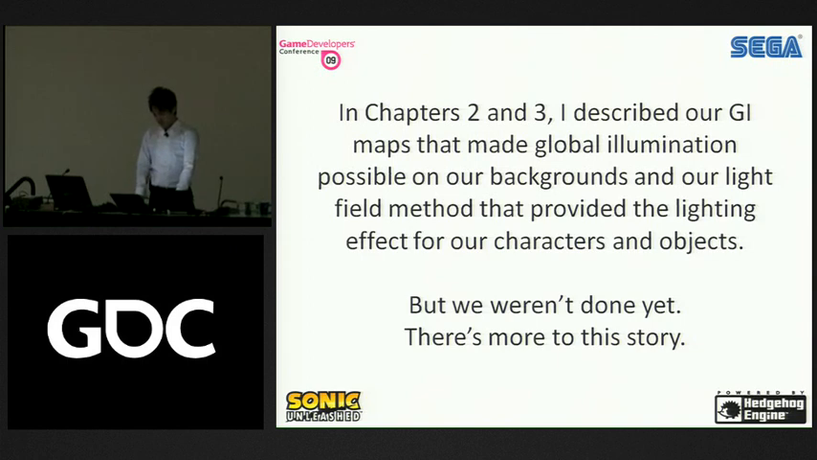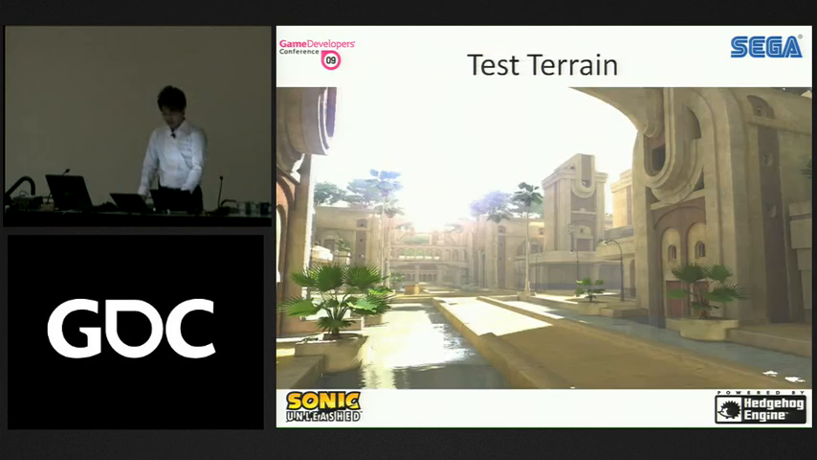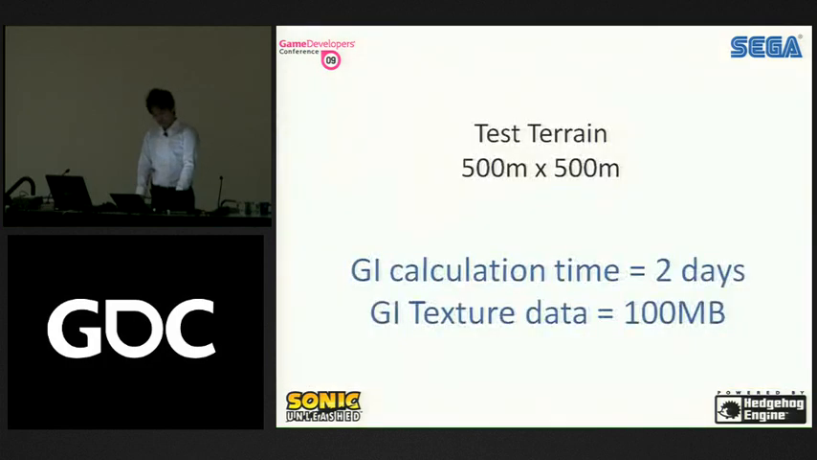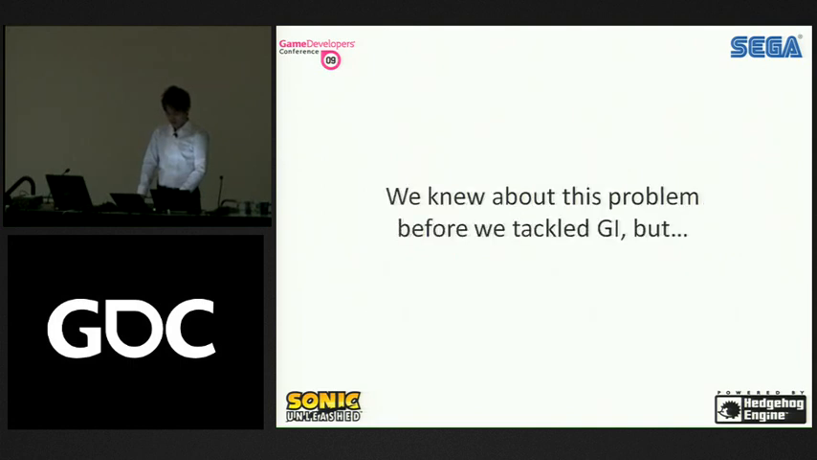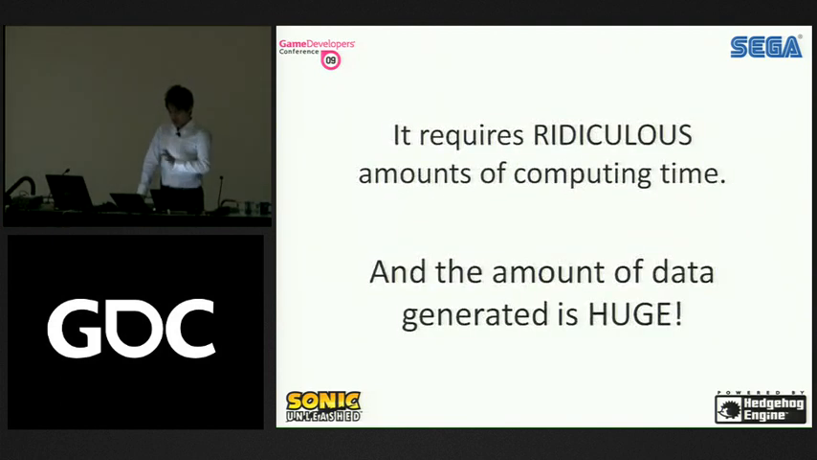Now, in Chapter 2 and 3, I talked about our GI maps and light field methods and global illumination as well. But just having that doesn't mean that we were able to achieve what we wanted. In fact, that portion wasn't the most difficult portion. Now here's the test terrain. This is 500 meters by 500 meters. And when we actually calculated this, on one PC it took 2 days. There were approximately 100 megabytes of GI texture data.